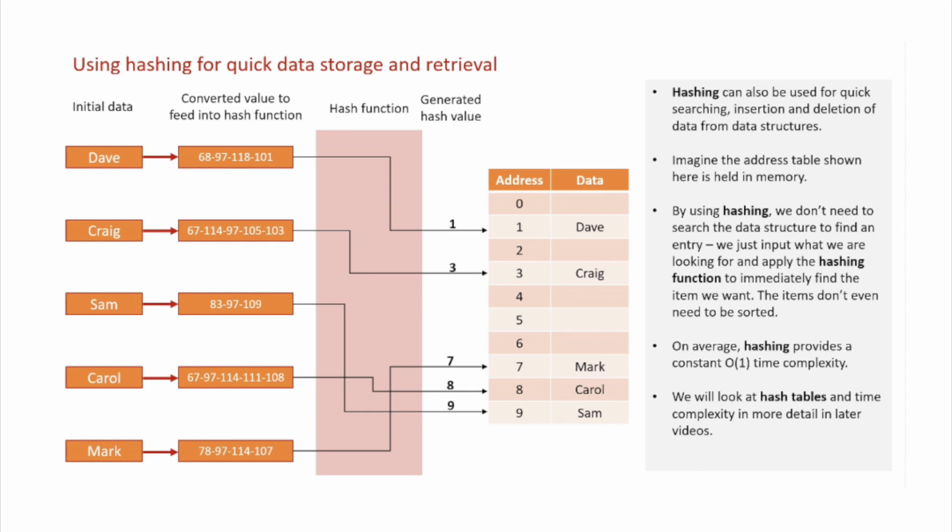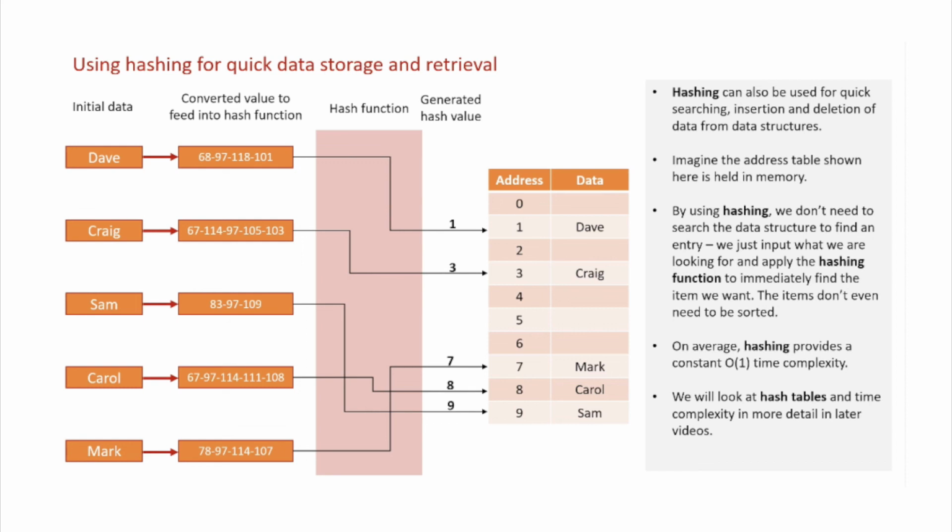So hashing can also be used for quick searching, insertion and deletion of data from data structures. And all you're thinking about is just an address table, which is held in memory, where you simply have the addresses and the data stored. So data being the primary key.